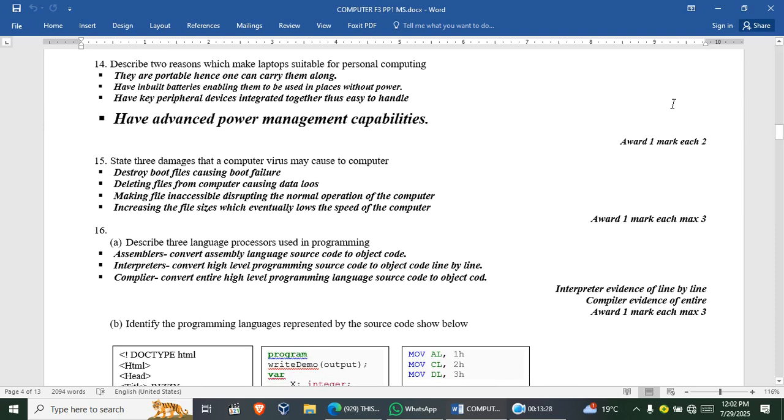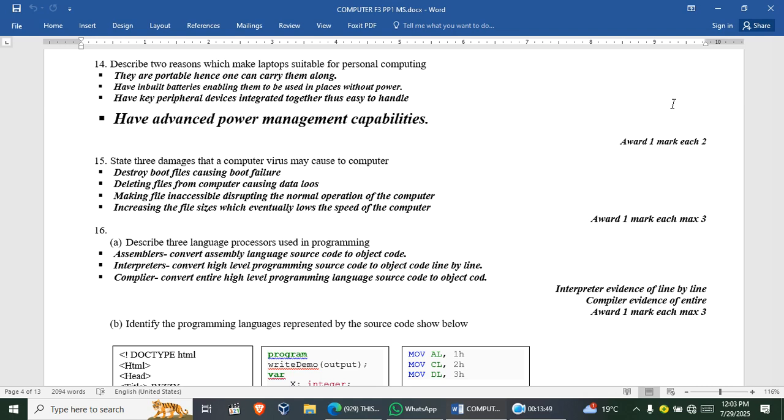Describe 3 language processors used in programming. Rather, translators. Somebody else may use translators. Then we have assemblers. This one is about assembly language. We have interpreters and compilers. So assemblers convert assembly language source code to object code.